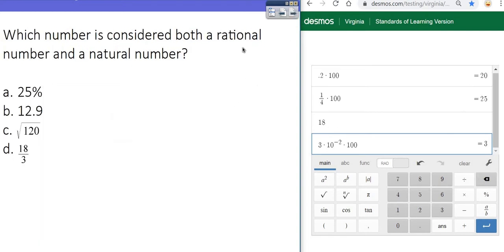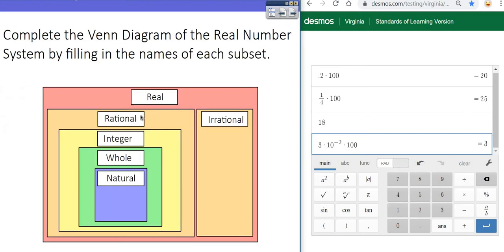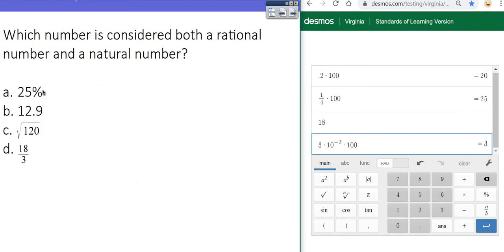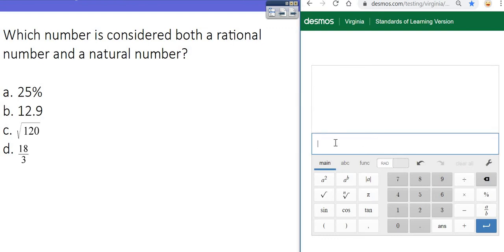It says, which number is considered both a rational number and a natural number? Well, if I go back for a second, rational's way up here and natural is down here. The lower you go, the more specific you go. So that means that if we're looking for a rational and a natural, we've got to find a natural because that's the most specific number. This is 25%. If we went to our calculator and we made 25% into a decimal, we would have to divide by 100, and that's 0.25. So we know that's not natural.